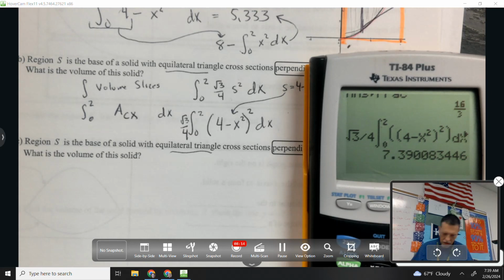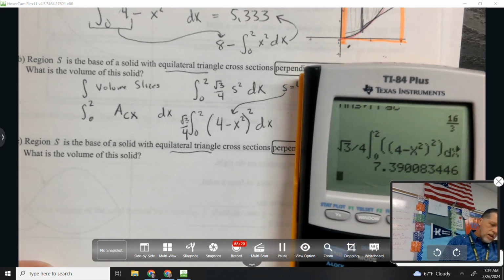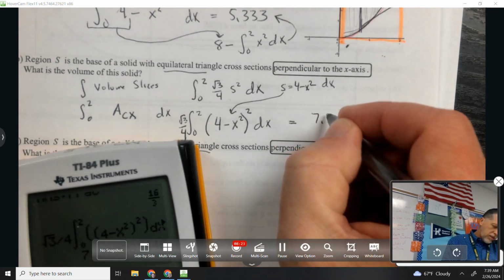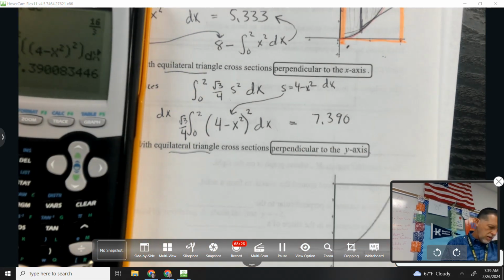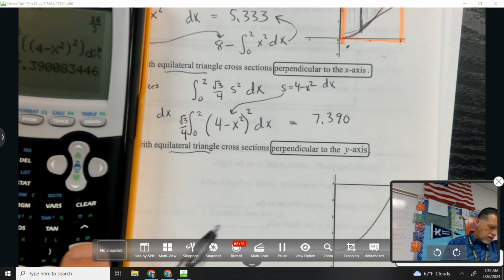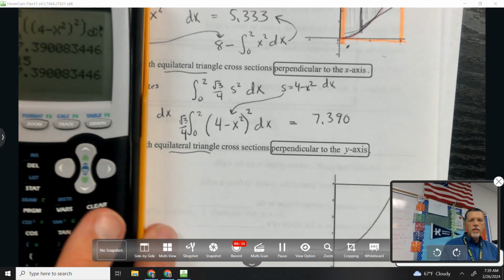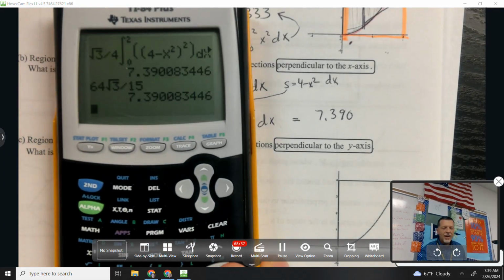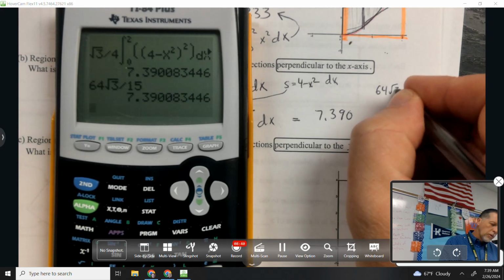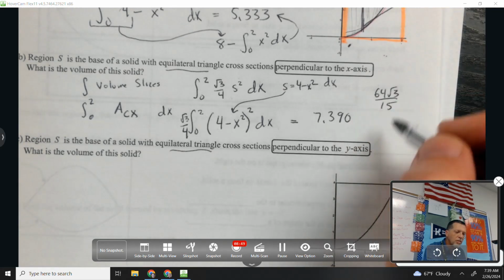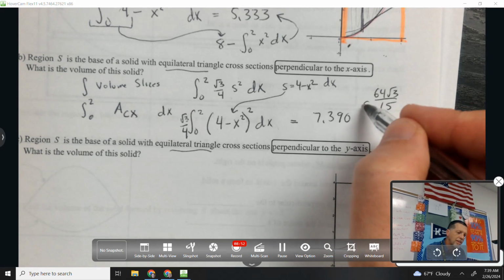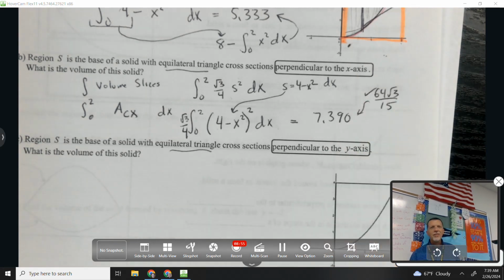And so my answer then, pull out my key to make sure I'm right, 7.390. The answer key I have said the answer was 64 square root 3 over 15, which means somebody did it by hand. I'm not doing that. If it's multiple choice, I just type that, and this is what I just did. I typed that in the calculator to confirm that, yes, that is the right answer.